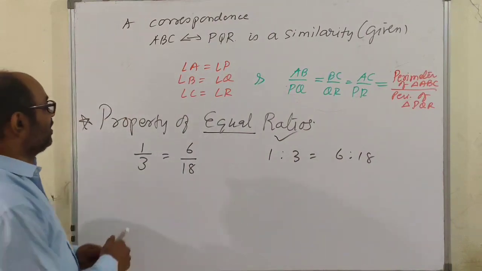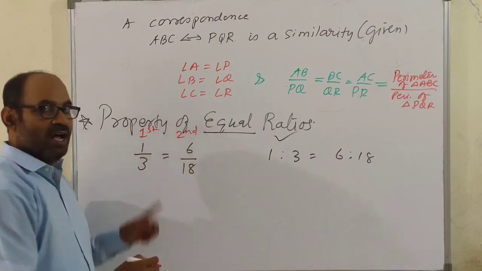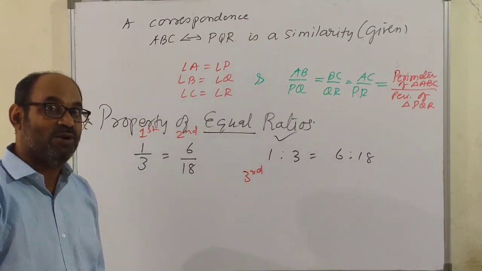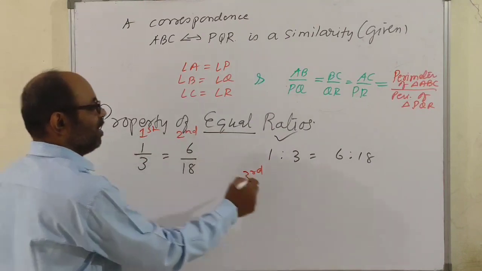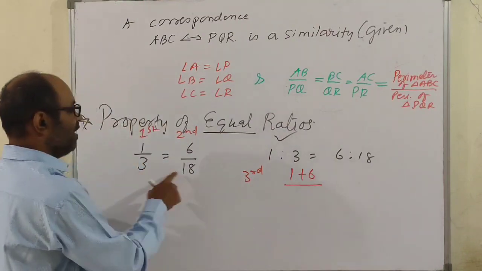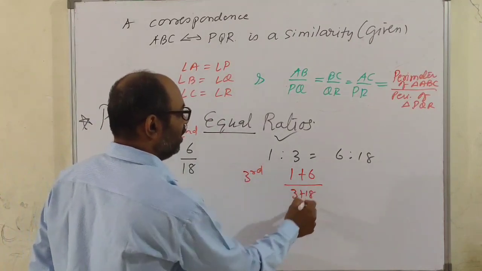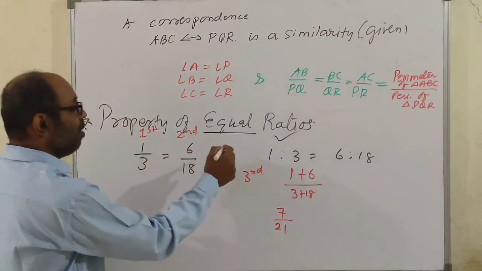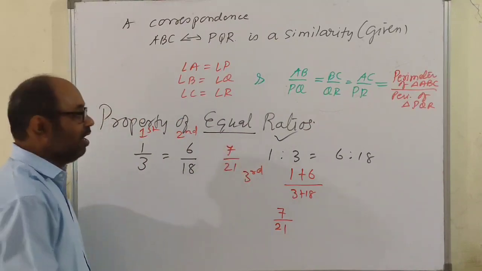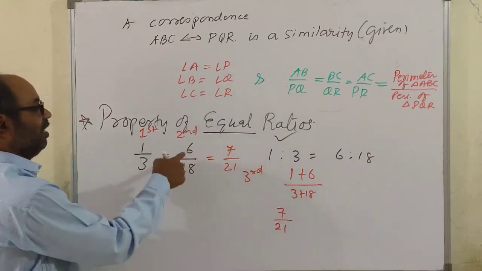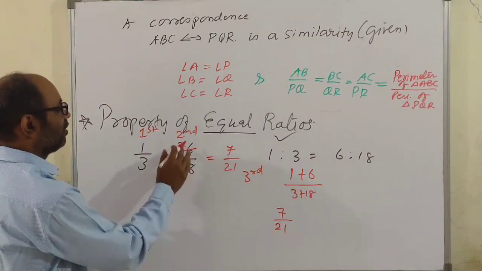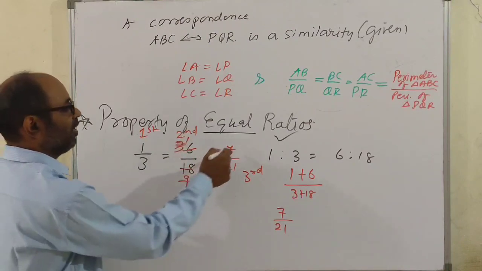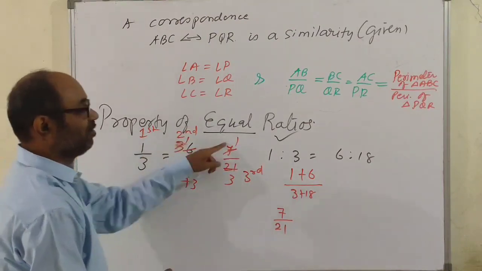Children, this is the first ratio, this is the second ratio, and the first ratio is equal to the second ratio. I am going to make a third ratio. And how? Numerator plus numerator, 1 plus 6, upon denominator plus denominator, 3 plus 18. So what is 1 plus 6? 7. What is 3 plus 18? 21. अरे ये तो equal हुआ. 7 upon 21. They are equal. See this. 3 1s are 3, 3 3s are 9, so this is 1 upon 3. 7 1s are 7, 7 3s are 21. So this is 1 upon 3, 1 upon 3, 1 upon 3. So this is equal.